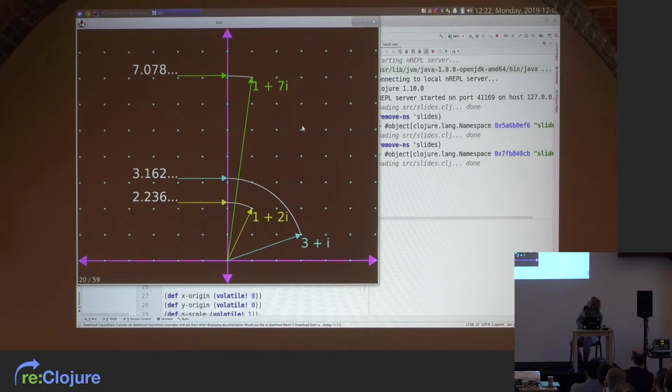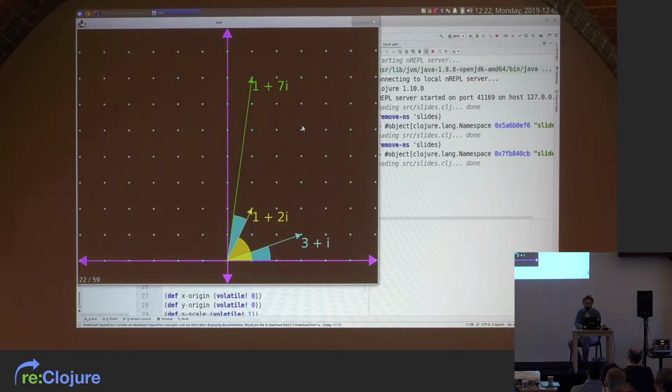And it turns out that if we multiply 2 and a bit by 3 and a bit, we get 7 and a bit. So we've just taken the magnitudes of the two numbers, multiplied them together, and we get the magnitude of the answer. So that works out quite neatly. And what about the angles? Well, it turns out that's even simpler. If we add that yellow angle to the blue angle, we get the angle that reaches the green number. So that's all quite neat.